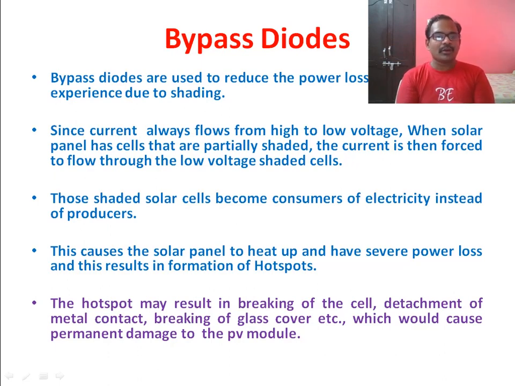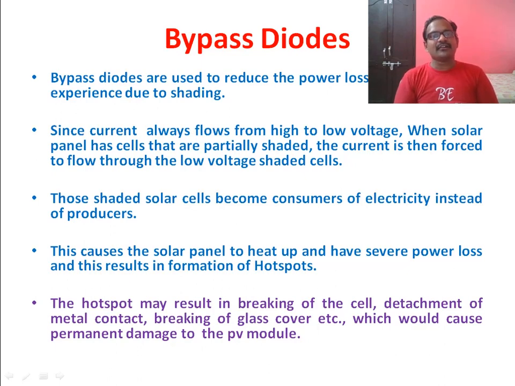So what happens whenever shading occurs? Whenever the shade of a tree or a building falls on a photovoltaic panel, this panel consists of a number of cells connected in series. Say, for example, shading has formed on one of the cells. From that particular cell, if it is partial shading, we will get a partial voltage. If it is complete shading, the voltage will be 0.